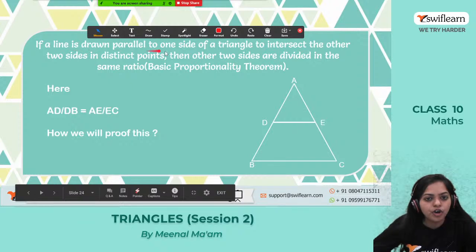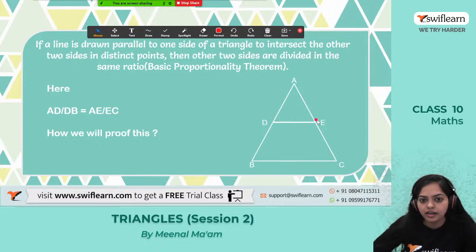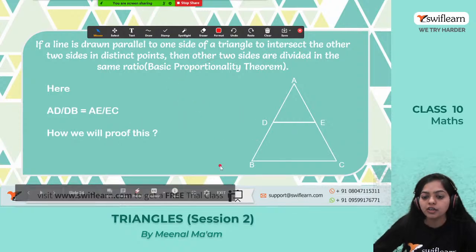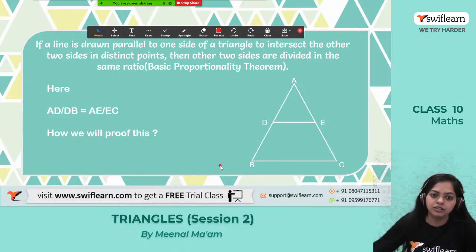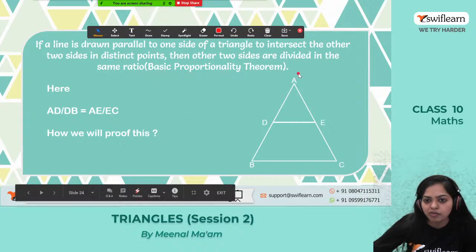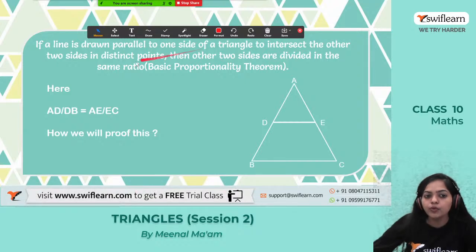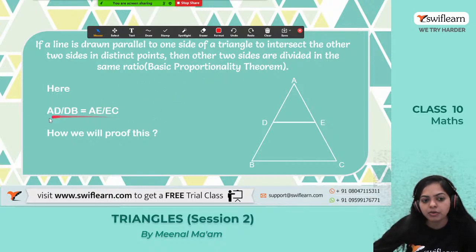If a line is drawn parallel to one side of a triangle to intersect the other two sides in distinct points, like here and here, then the other two sides are divided in the same ratio, and this theorem is known as the basic proportionality theorem. Got it? So this is very helpful in solving questions based on the similarity of triangles. So what is the statement of the basic proportionality theorem? If a line is drawn parallel to one side of a triangle to intersect the other sides in distinct points, then the other two sides are divided in the same ratio.